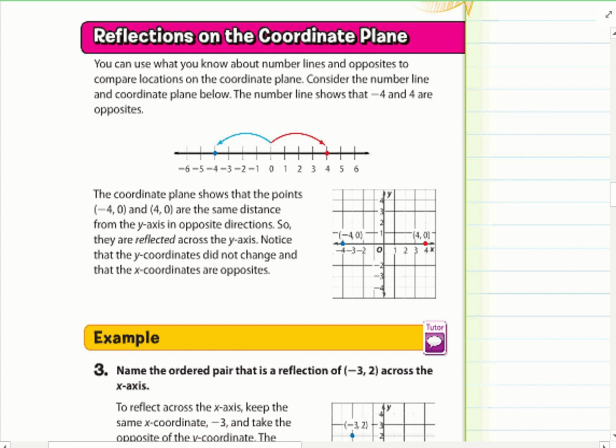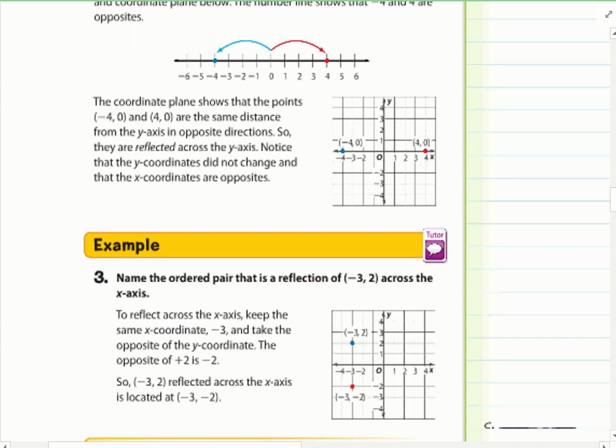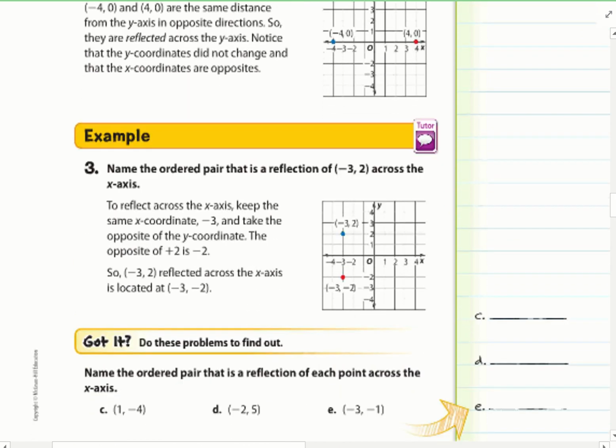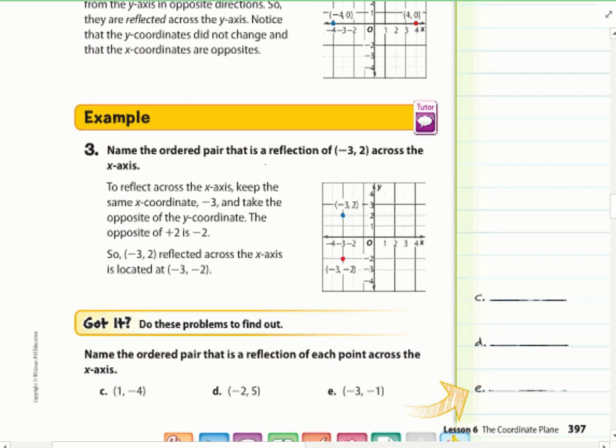So now we're going to work with reflections. So the reflection can either be over the x-axis or over the y-axis, or sometimes even both. This is, name the ordered pair that is a reflection of -3, +2 across the x-axis. First, I need to find the point -3 and +2. I know -3 is my x, and I know +2 is my y. So I'm on my x-axis, and I find -3 here, and then go to y, +2. So that's how they got -3, +2.